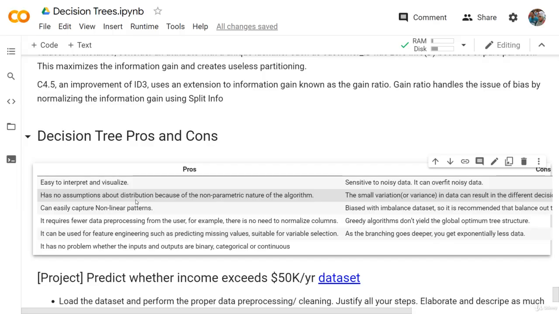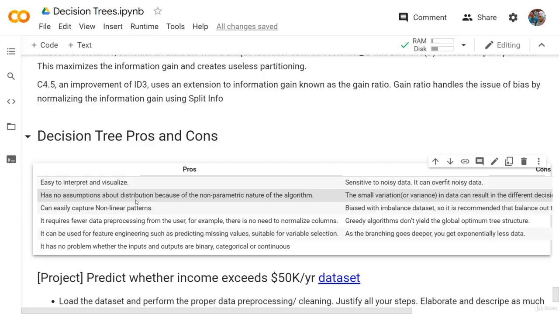And it can also be used for feature engineering. So it can be used for predicting the missing values, and it can be used for variable selection or feature selection. And we saw this when we plotted the feature importances, right? We used the feature importances we got from sklearn, or even from our own implementation if we did it, to know what the most important features are, and maybe based on this we can drop the rest of the features or some of the rest of the features.